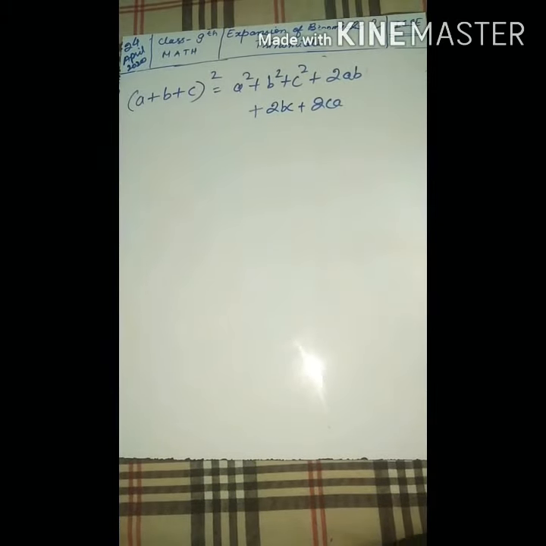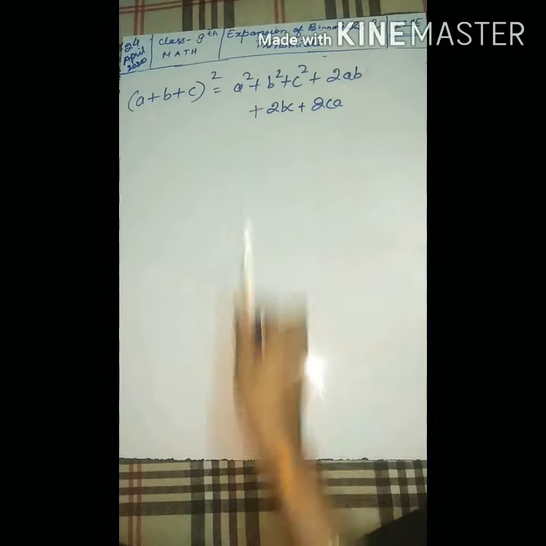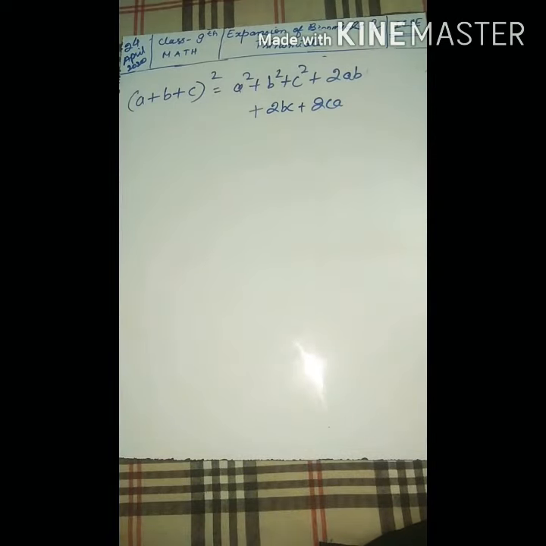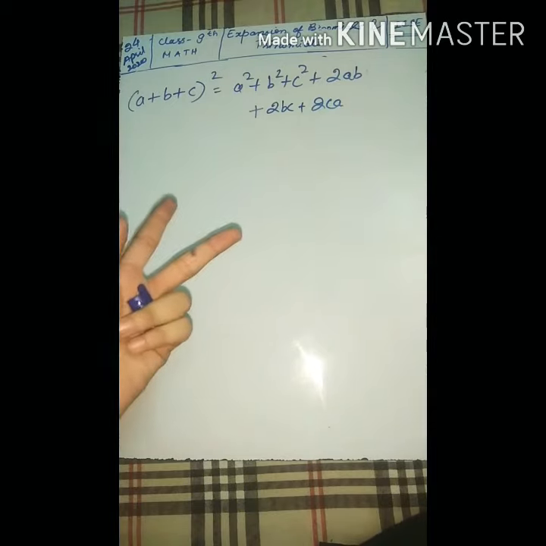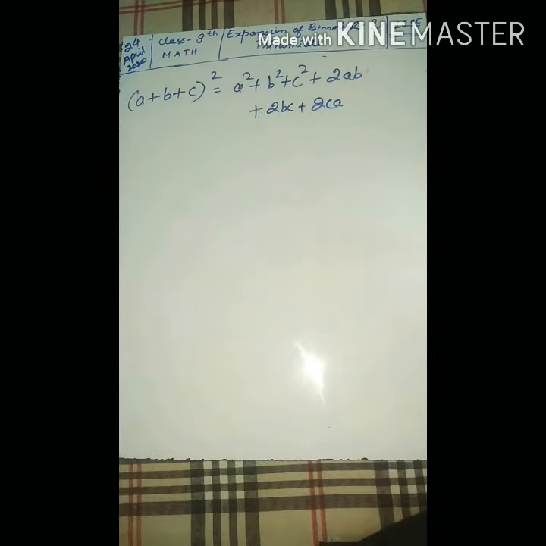Alright, so this is the next identity, which says (a plus b plus c) whole square gives a square plus b square plus 2ab plus 2bc plus 2ca. Now some students say that it is very hard to remember this somewhat complex identity. So according to me, there is no need of just by-hearting this identity. You can make the formula yourself. How can you make that formula?